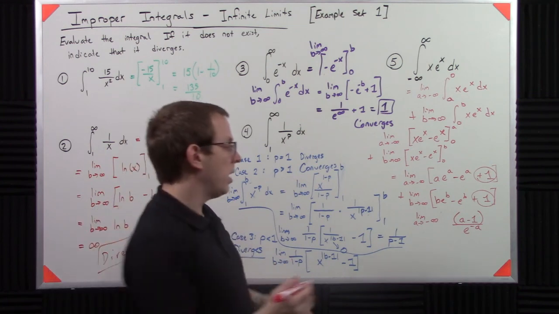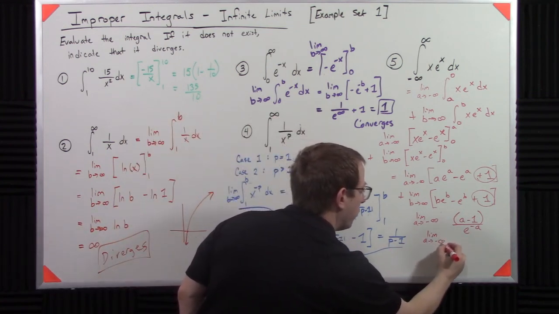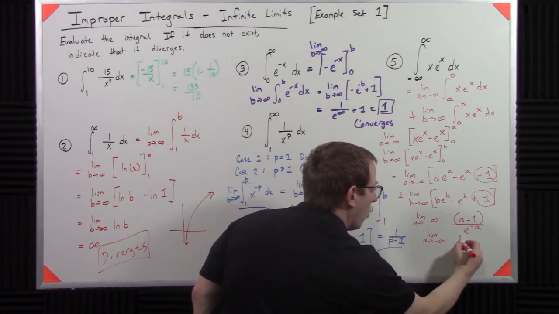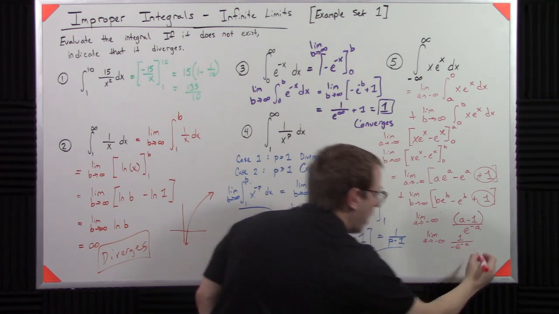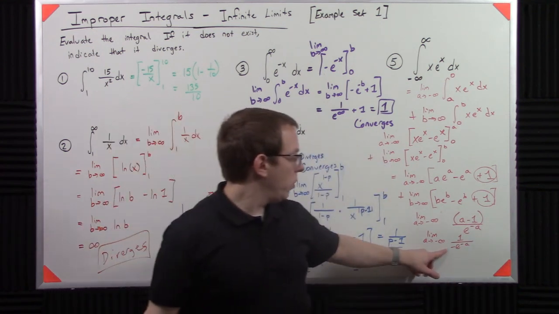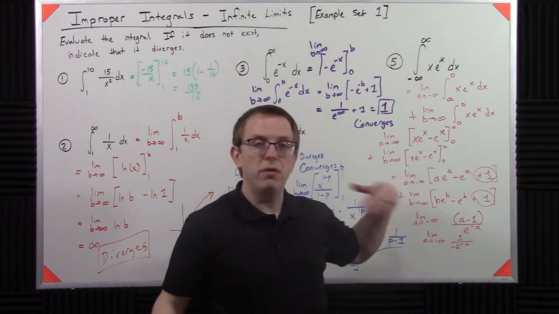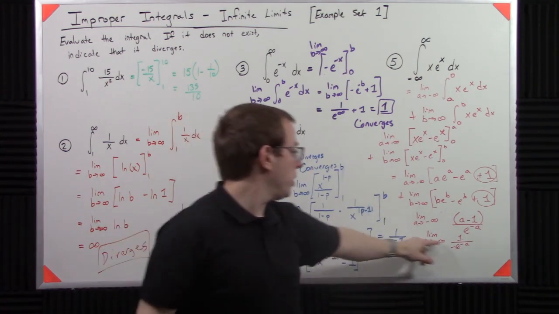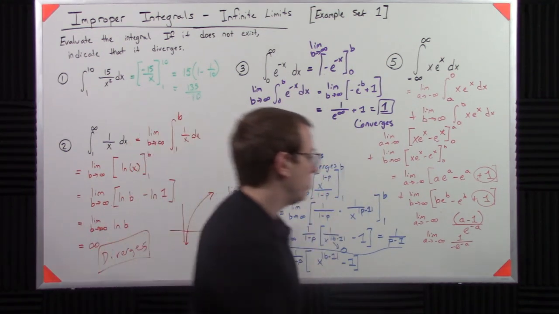So then I can apply L'Hopital's rule to get the limit as a goes to negative infinity of 1 over negative e to the negative a. Then when I do that again, I get 1 over negative e to a big number. Because those negatives cancel, it's like 1 over e to a huge number. So that means that goes to 0.